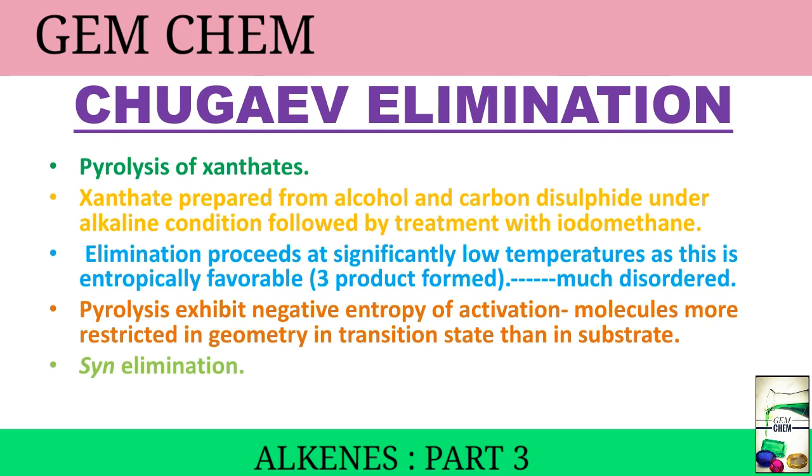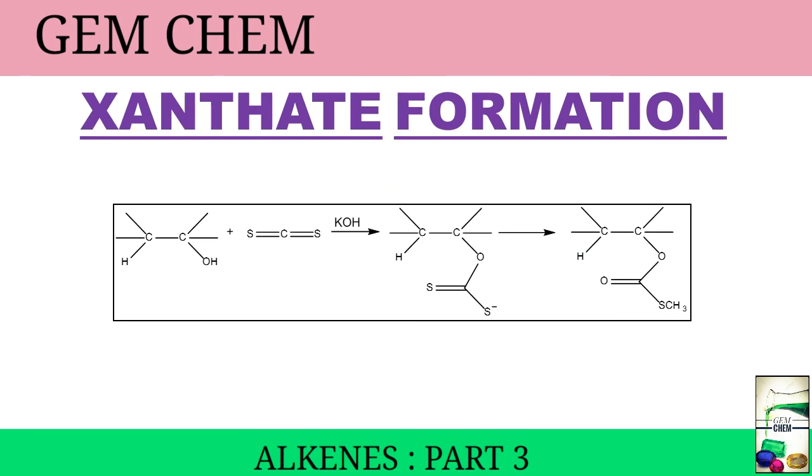Now similarly, from the previous explanation we know that this is syn elimination and this is the example. The first part is xanthate formation, how xanthates are formed. Now see this one, we take an alcohol. This is the alcohol taken. Now to it we add carbon disulfide. Now this oxygen bonds with this carbon disulfide.